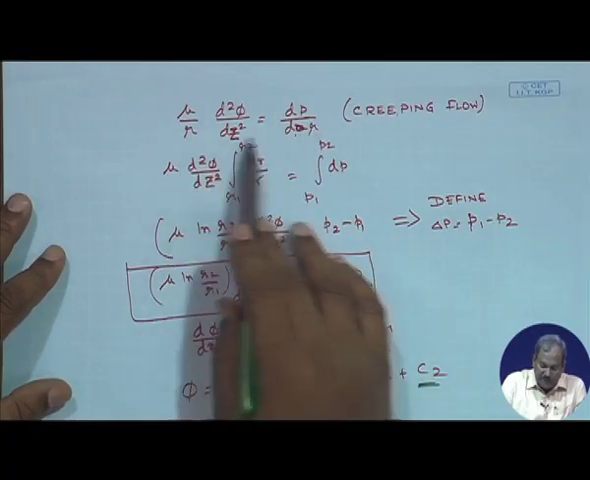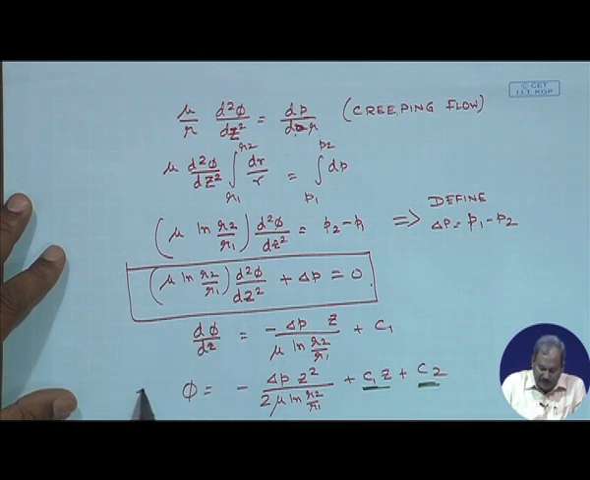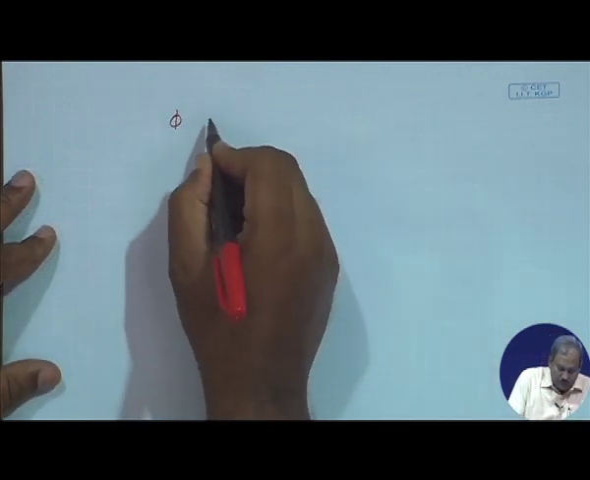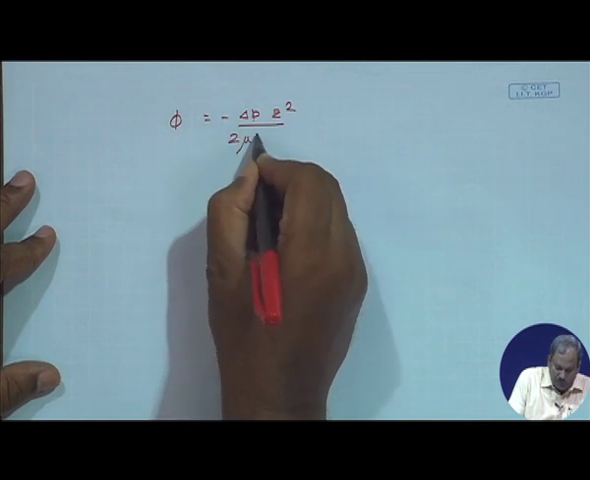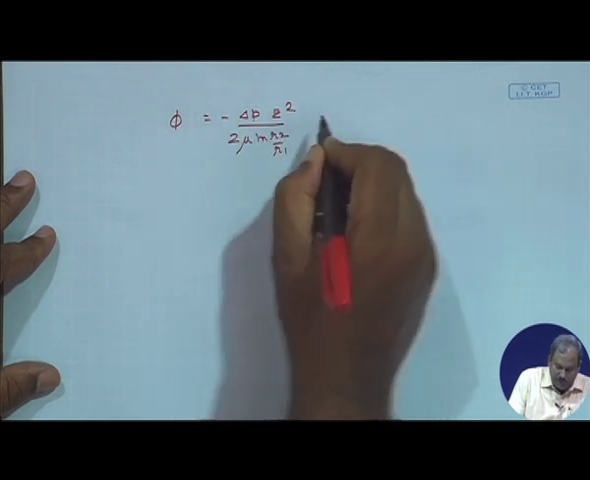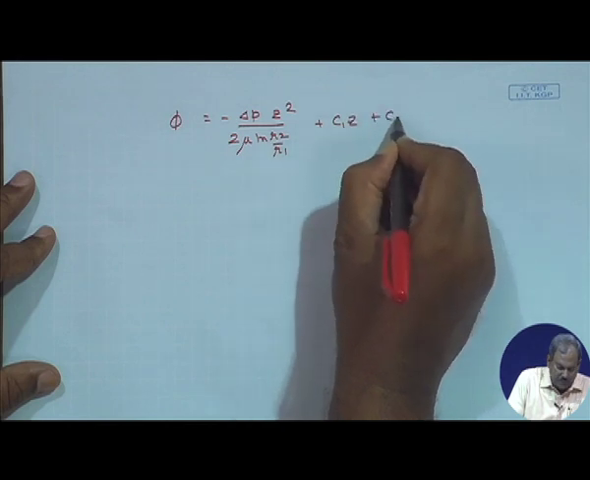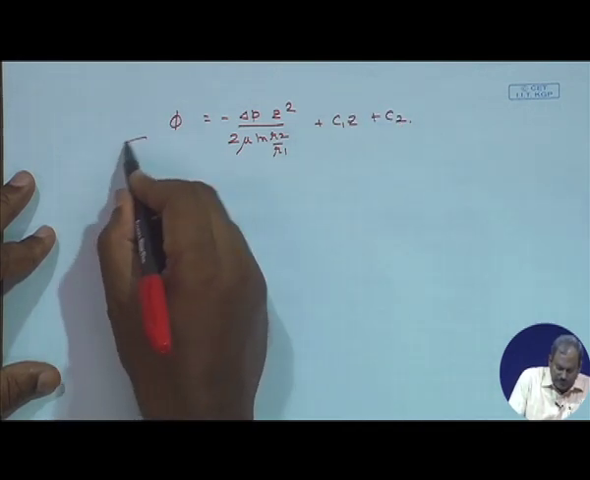So I put that expression into the governing equation, and what I obtain is an equation in phi only. This equation can now be integrated, and this is the final form of phi, where C1 and C2 are two constants of integration which will have to be evaluated. Phi is minus delta p z square by 2 mu ln r2 by r1 plus C1 z plus C2.